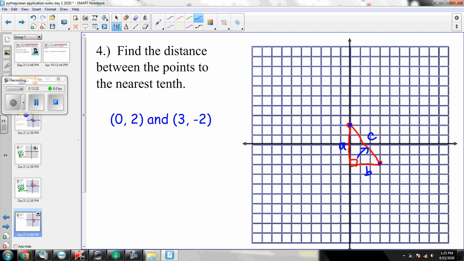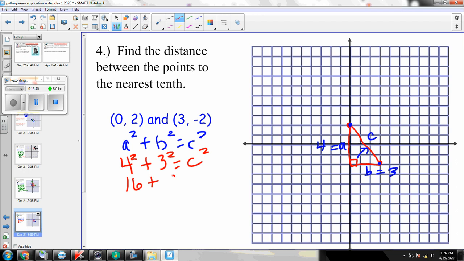So I need to count. A is 1, 2, 3, 4. So A is 4. B is 1, 2, 3. So using the Pythagorean theorem, A squared plus B squared equals C squared. I'm going to put 4 in for A and 3 in for B, and I'm going to find C. So 4 squared is 16, 3 squared is 9, I don't know C. 16 plus 9 is 25, but then I have to take the square root of both sides. So actually this one turns out to be a whole number. This would be 5 units.